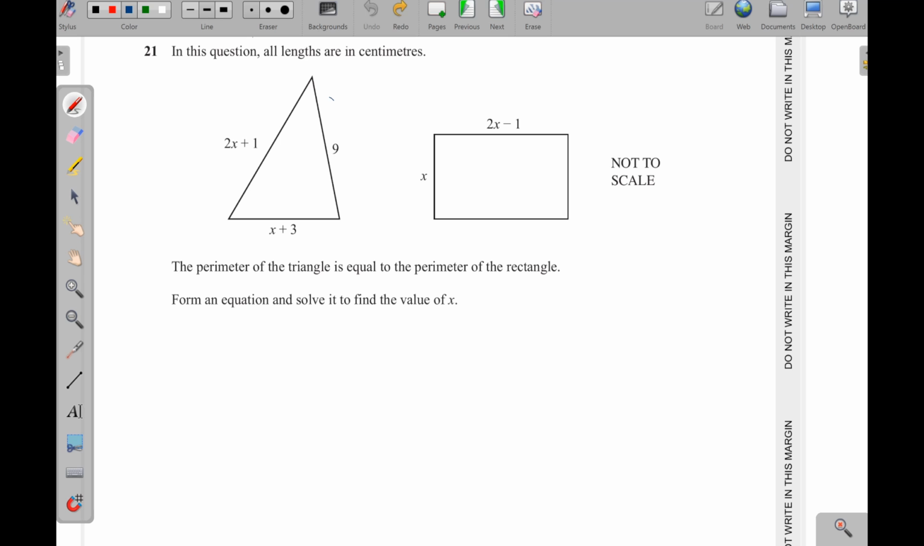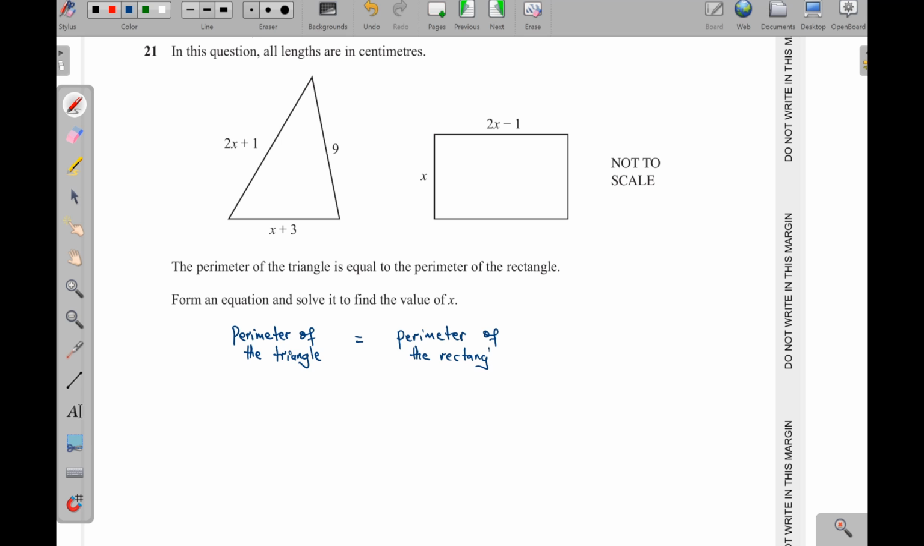Question 21. In this question, all lengths are in centimeters. We have the triangle here and then the rectangle. And then they are saying that the perimeter of the triangle is equal to the perimeter of the rectangle. Form an equation and solve it to find the value of x. And you know that perimeter is equal to the sum of all the lengths around a given shape. So they said that the perimeter of the triangle is equal to the perimeter of the rectangle.